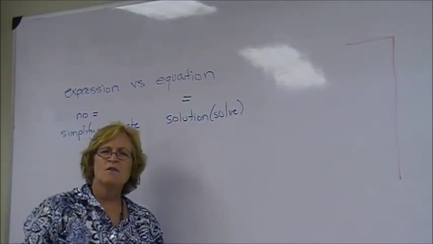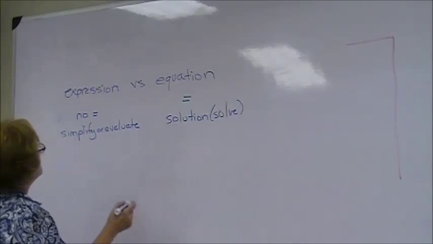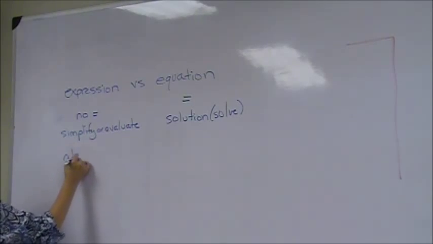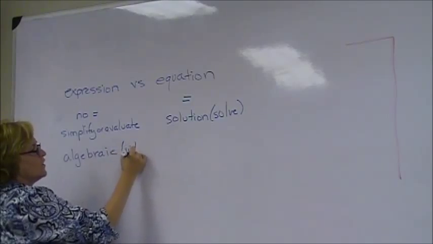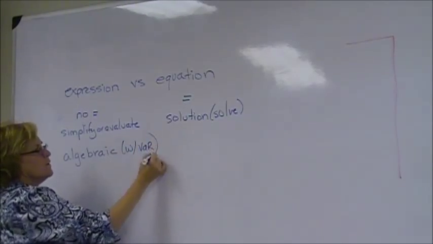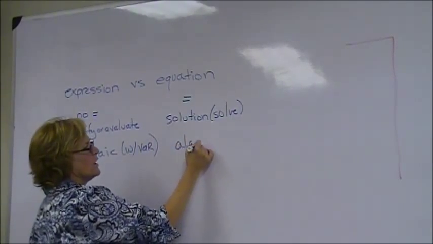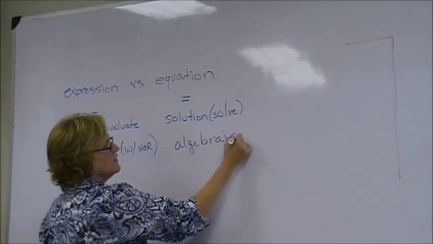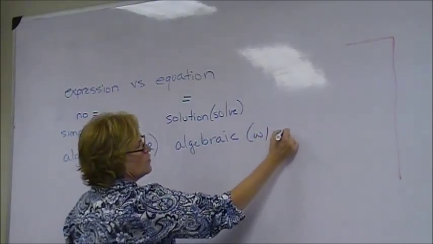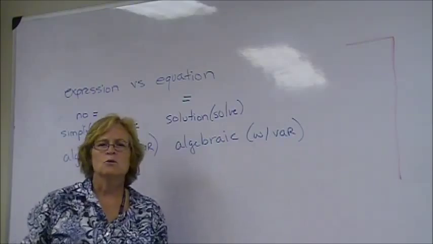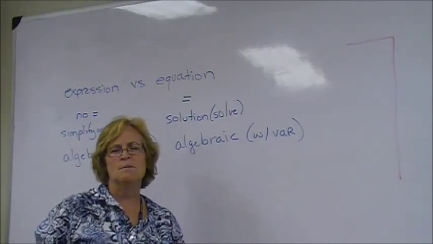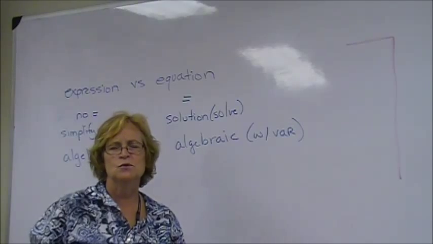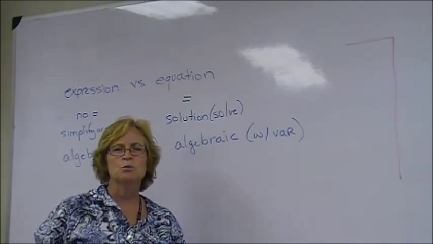And when they have a variable in it, then we call them algebraic expressions, that's with a variable, or an algebraic equation is with a variable. So most of the time from here on out, when we talk about expressions and we talk about equations, we are going to assume that we're talking algebraic.